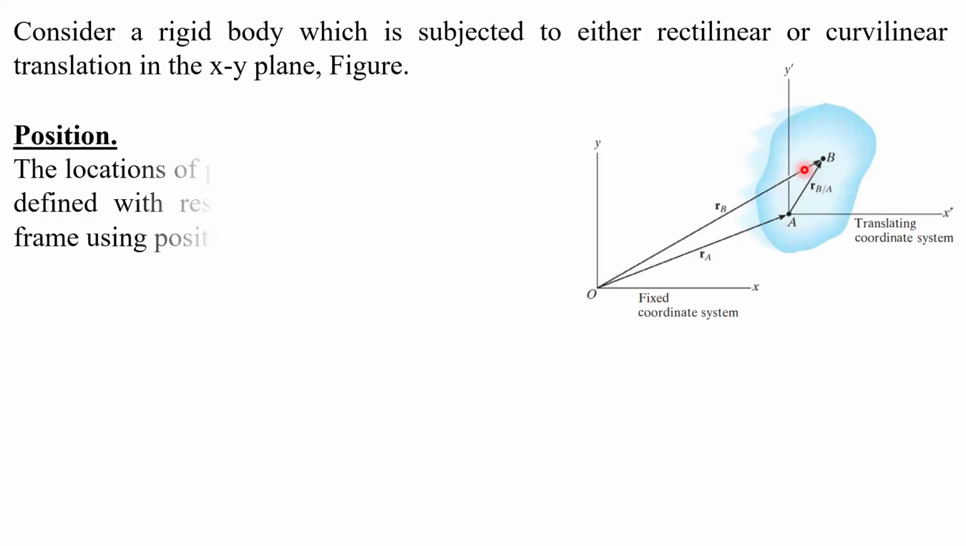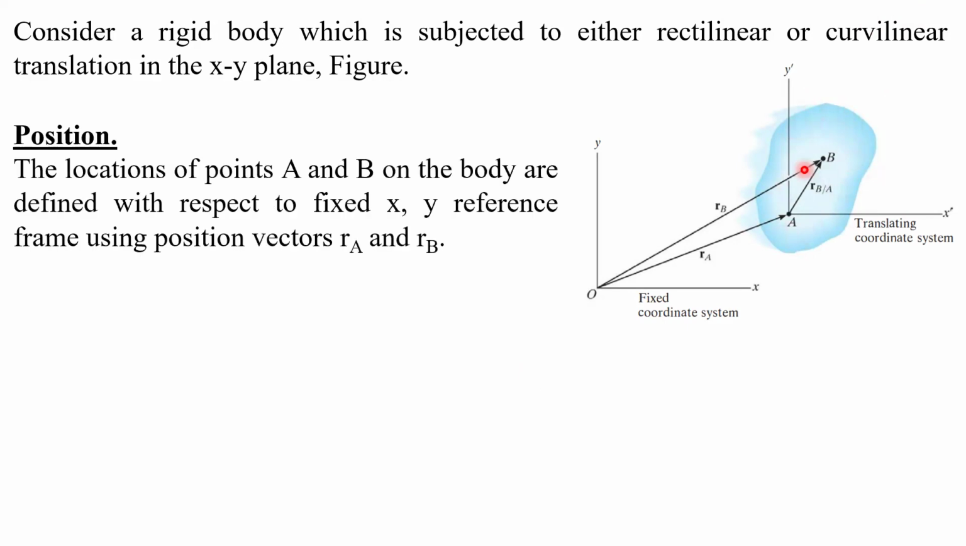The locations of points A and B on the body are defined with respect to the X, Y reference frame using the position vectors RA and RB. RA is the position vector of point A, that's the distance from A to O, while RB is the position vector of B, which is the distance from B to O. And then RB will be RA plus RB with respect to A.